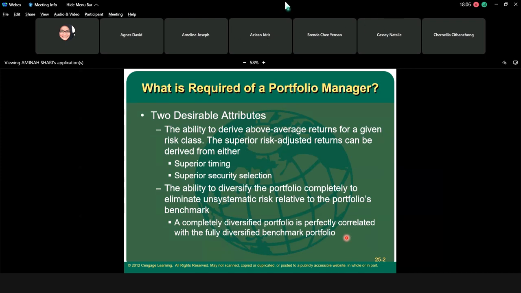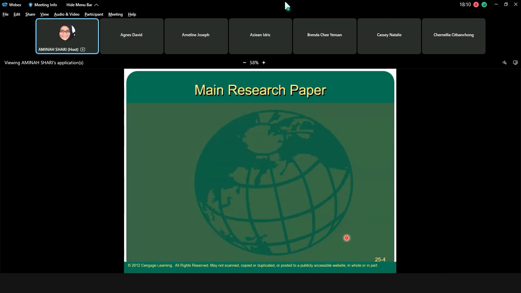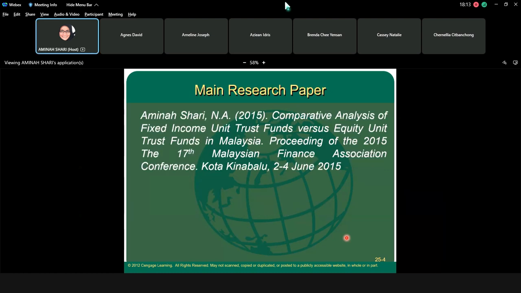Okay, I'll go straight to the important part. What you need to know, and you can refer to this research paper, comparative analysis of fixed income and equity unit trust funds, because I'm using a similar methodology: Sharpe, Treynor and Jensen. So you can look at the data analysis part, how I explain the details, and you can follow it as your guidance.